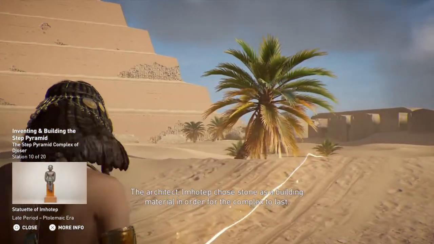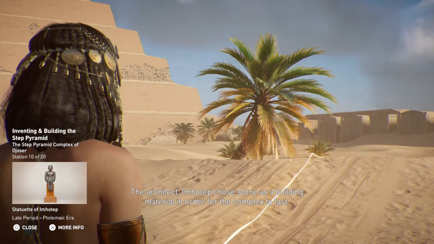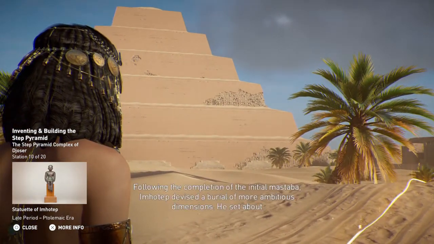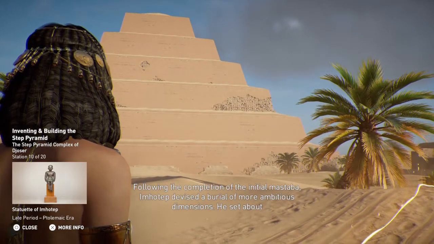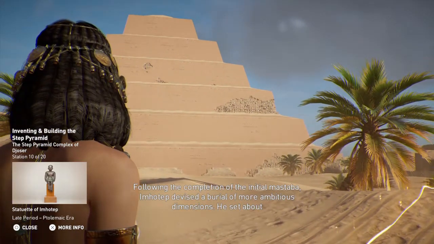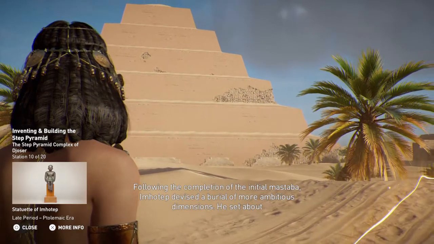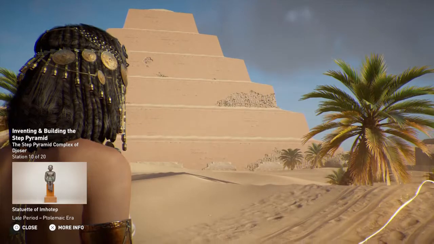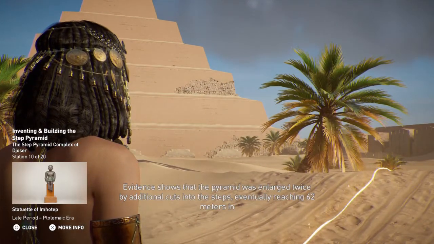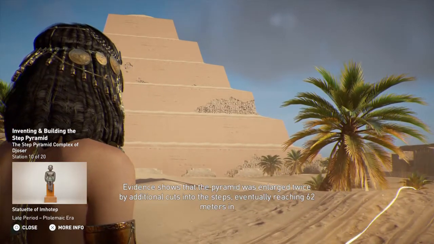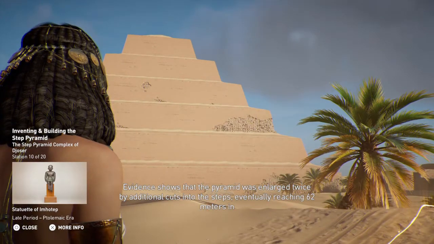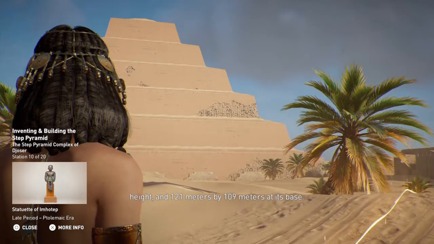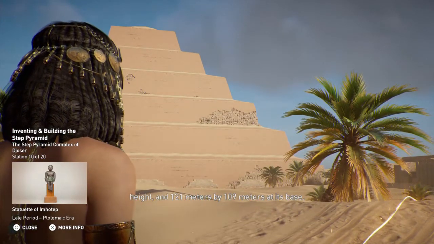The architect Imhotep chose stone as a building material in order for the complex to last. Following the completion of the initial mastaba, Imhotep devised a burial of more ambitious dimensions. He set about stacking mastabas on top of each other. Evidence shows that the pyramid was enlarged twice by additional cuts into the steps, eventually reaching 62 meters in height and 121 meters by 109 meters at its base.